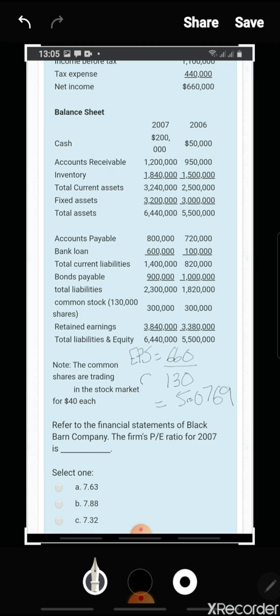5.0769. So this is the EPS, and you need to calculate the price earning ratio, which will be 40 divided by 5.0769. The answer is coming 7.88. So B is the correct answer.